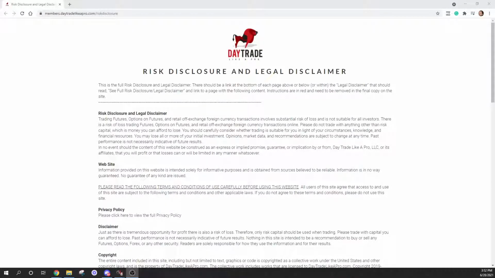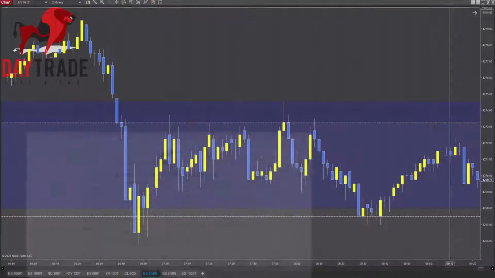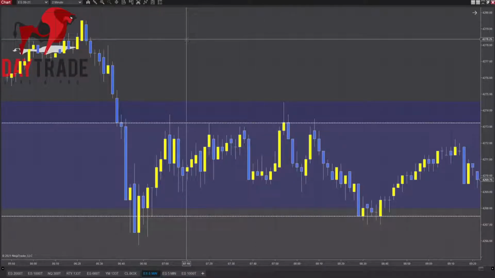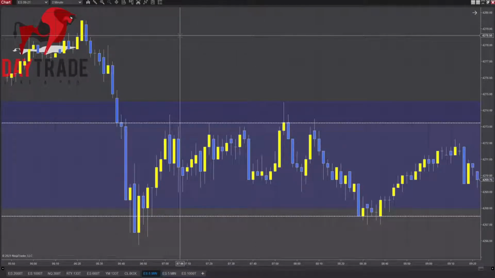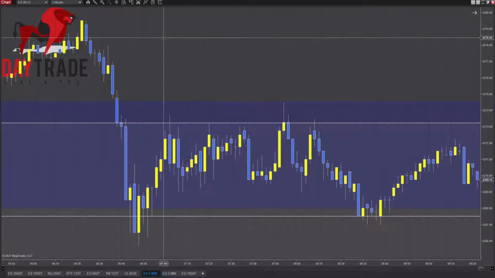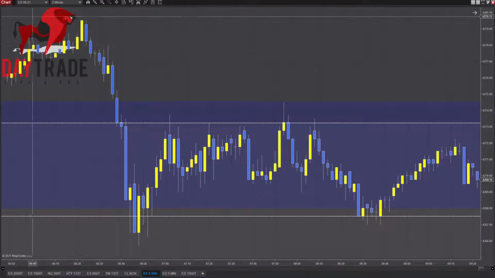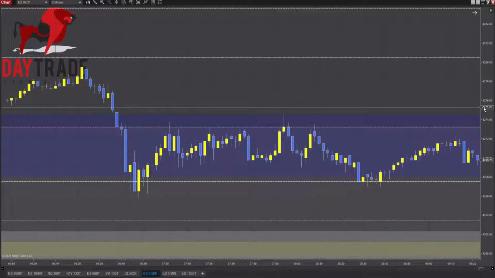It's Monday, June 28th. Let's go see how things played out on the S&P 500 today. Given the way the day went, I changed this chart to just a 2-minute chart so we could get a better idea here.